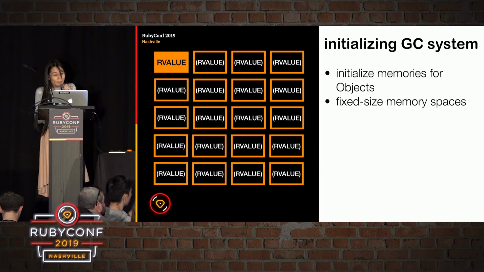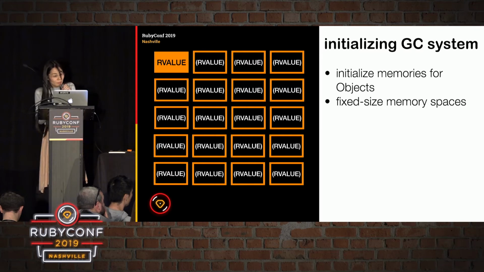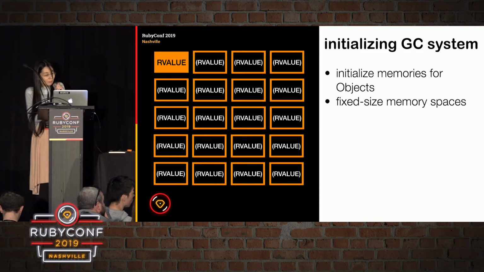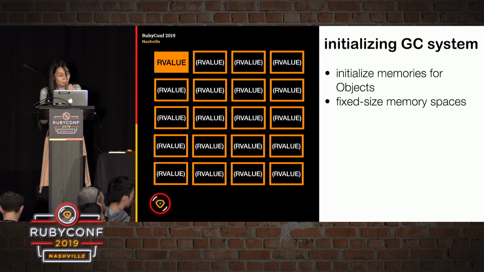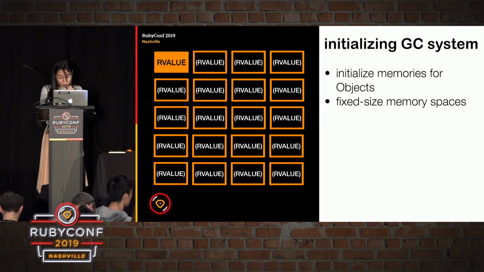The main thing of initialization of GC system is the allocation of memory. Objects of mruby are implemented as RValue. RValue is a union, a fixed size structure. RValues are all the same size. During initialization of GC system, mruby reserves a lot of memory for RValue.